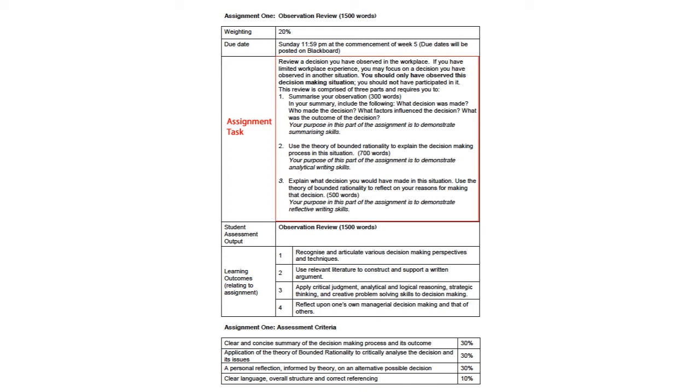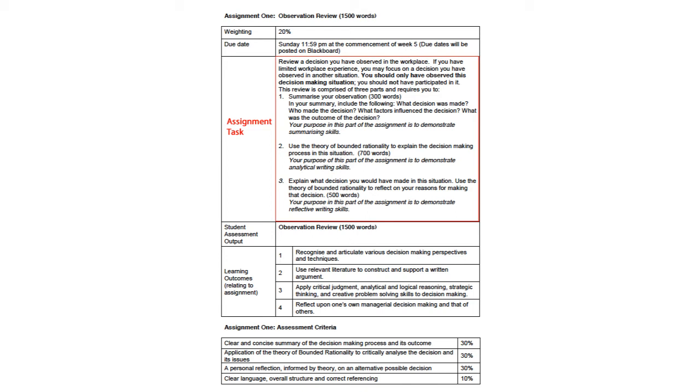Now, for you to successfully undertake this part of the assignment, you must be sure that you have chosen a decision that you can apply the theory of bounded rationality to. There's no point choosing a decision to write about if you can't apply the theory of bounded rationality to it. So, you need to understand the theory before you choose which decision to work with.